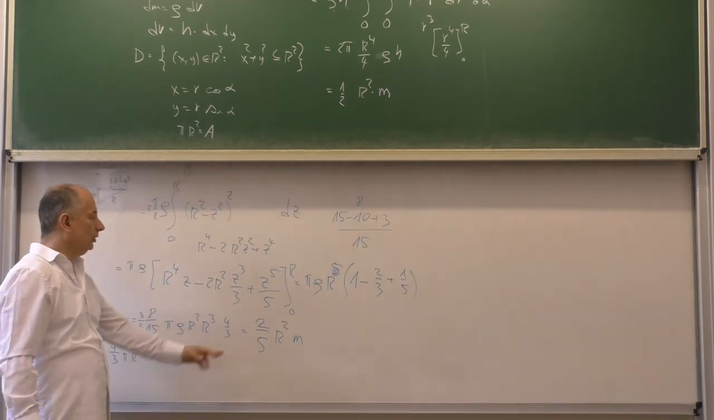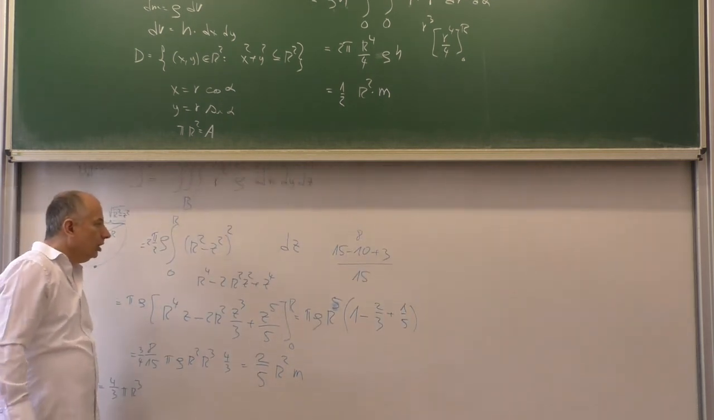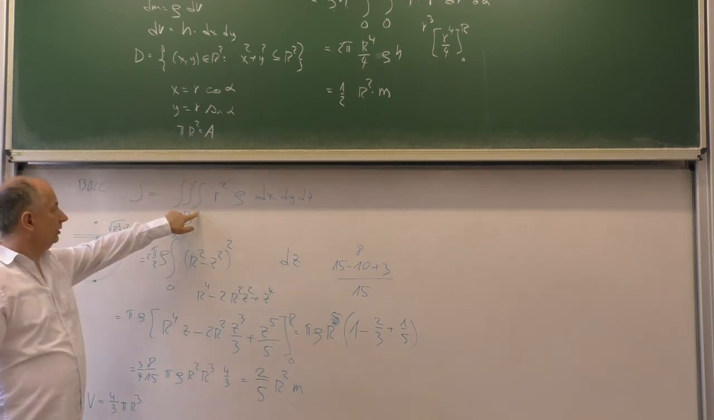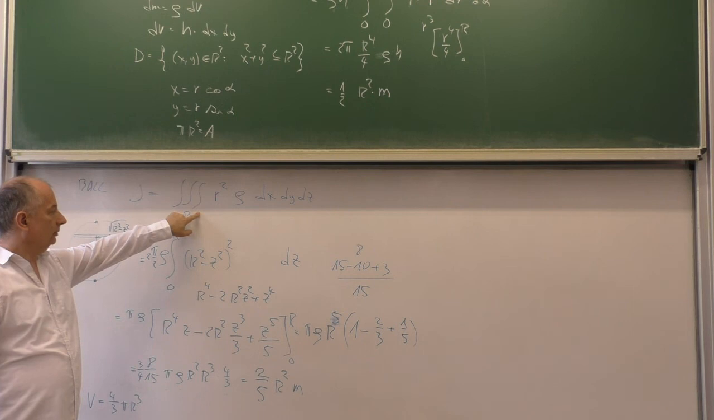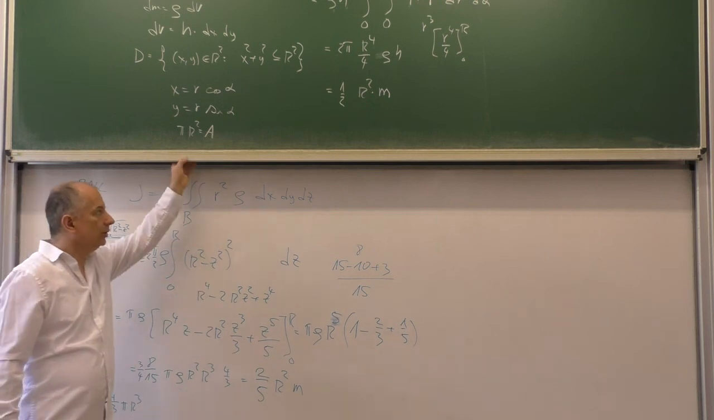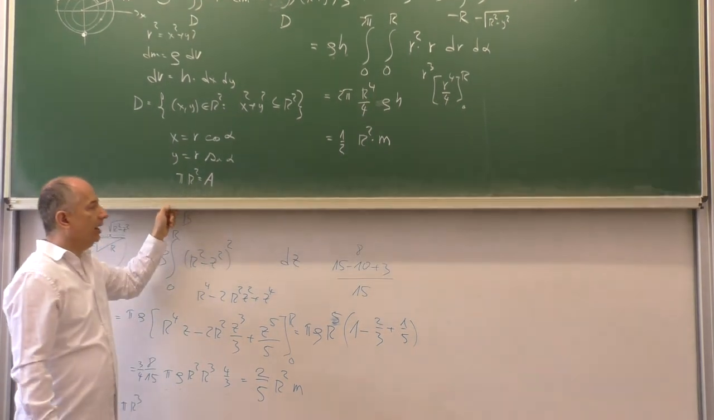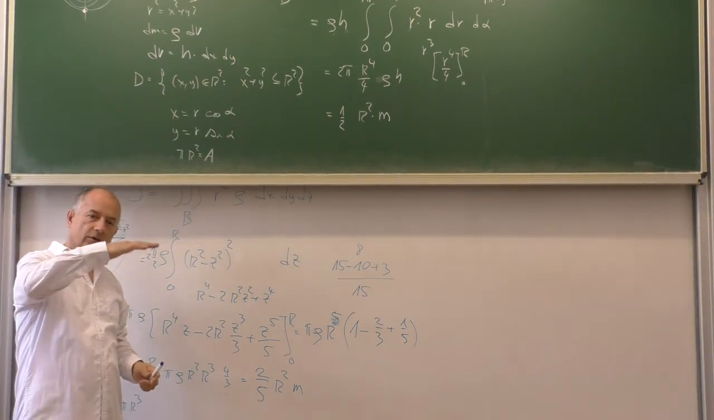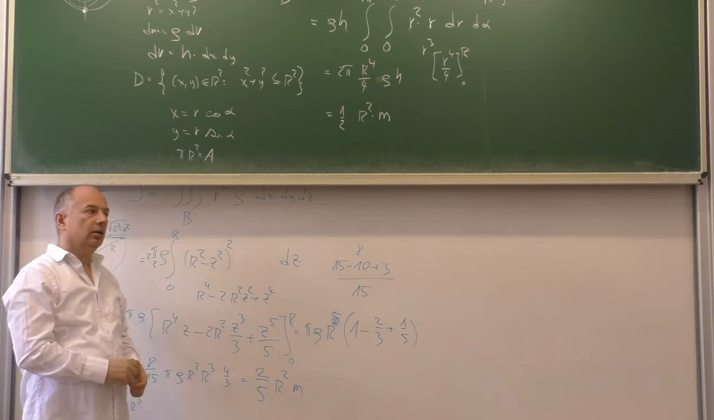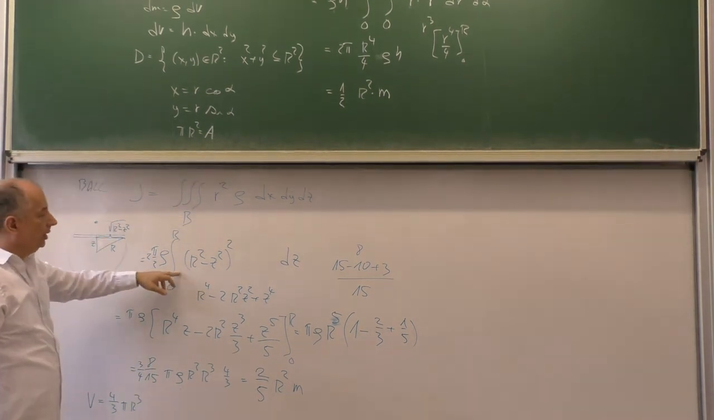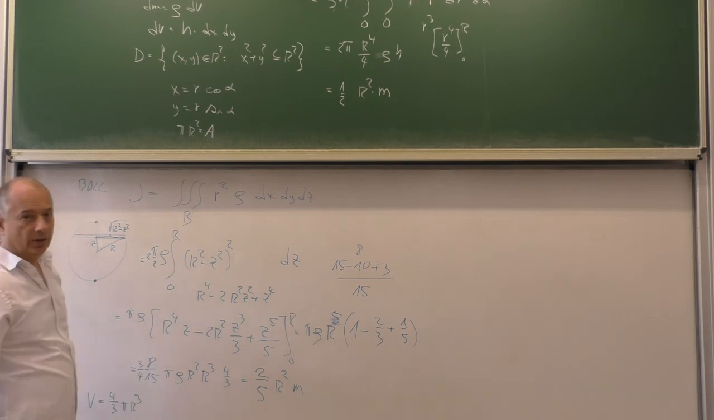So this is the moment of inertia of a homogeneous ball, written in the form of a double integral and integrated using the result for a homogeneous disk, and then considering all the disks from bottom to top, and then integrated. Actually, this integral is only a one-dimensional integral.